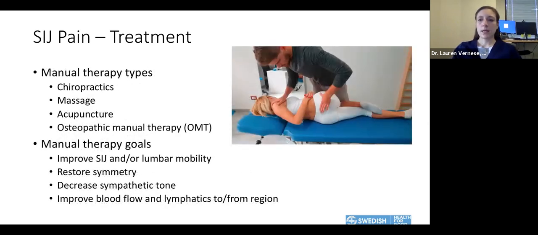So manual therapy, again, this can be chiropractic, massage, acupuncture, and osteopath. And the goals, again, similar to physical therapy: relieve any restrictions in hypomobile segments, restore symmetry in the pelvis. Again, if there's a non-physiologic dysfunction of the sacrum, a posterior rotation of the sacrum, rather than when it should be anterior when you're walking, treat that. Also work on decreasing the sympathetic tone, meaning sort of calm down those nerves that are sending those pain signals, and then improving blood flow and lymphatics to and from the region to help with improving health in the area.